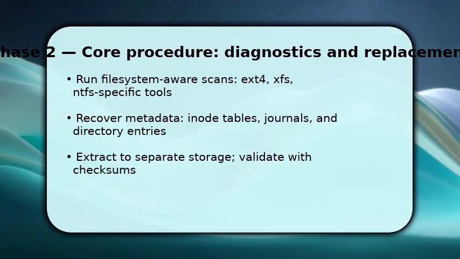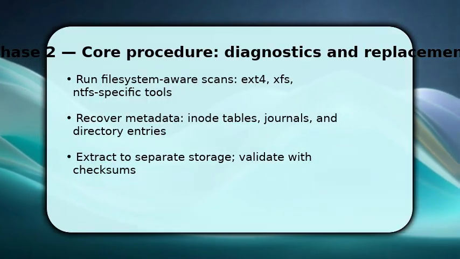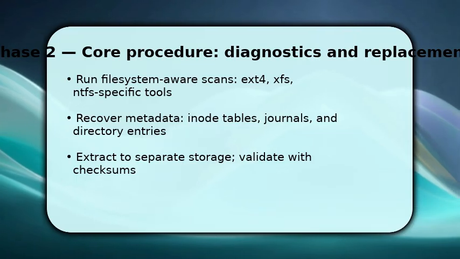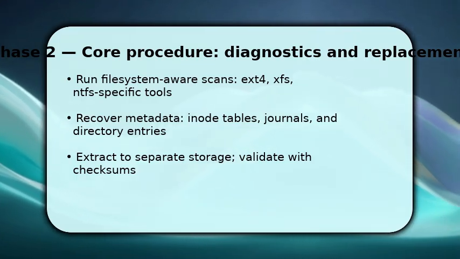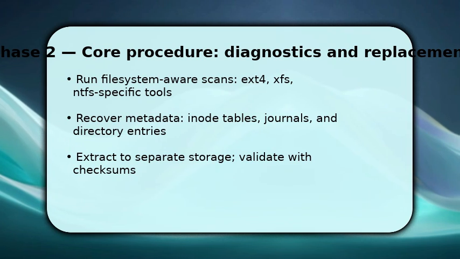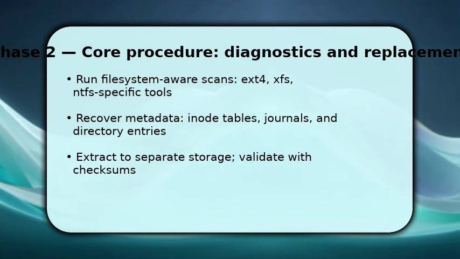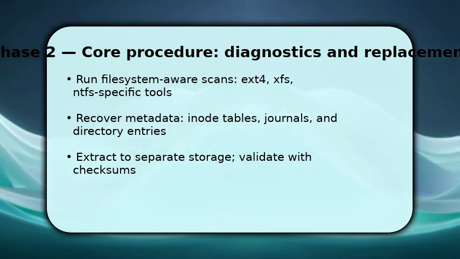Once you extract candidates, write them to a separate drive, not the source. Then compute checksums to validate integrity and sort duplicates. Make notes about recovered paths so you can now reconstruct and validate recovered files.